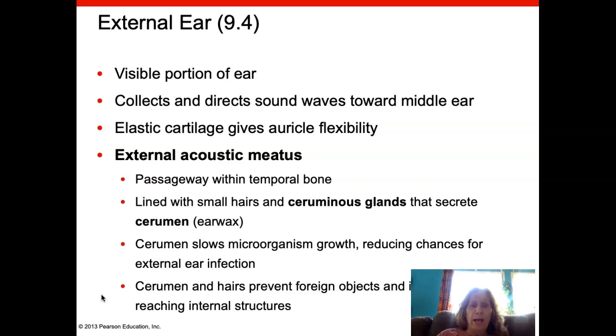That canal into your eardrum is called the external acoustic meatus, and it goes right through the temporal zone. I'm sure you recall that term meatus. It's lined with hair and ceruminous glands, and ceruminous glands secrete cerumen, which is earwax. Cerumen's got a purpose. It slows microorganism growth, reduces the chance for infection, and it prevents objects and insects from getting into the ear.